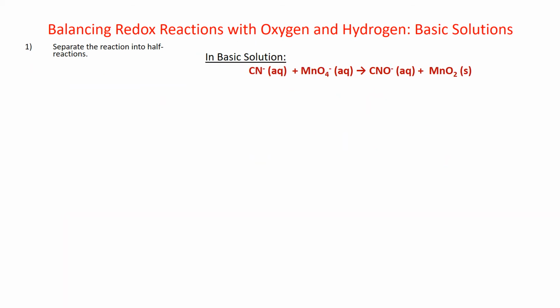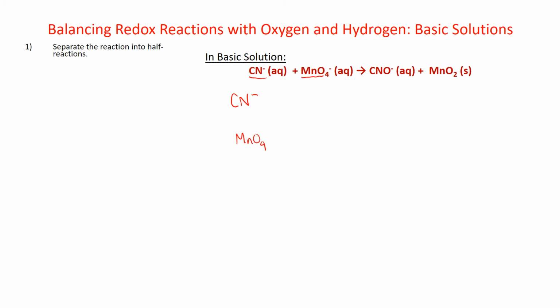Let's look at one more example. I'm going to start by separating the reaction that I'm given into half reactions. So I'm going to take the 2 reactants that I'm given. This is the cyanide anion, and this is permanganate. And they are going to become the reactants in my 2 half reactions.